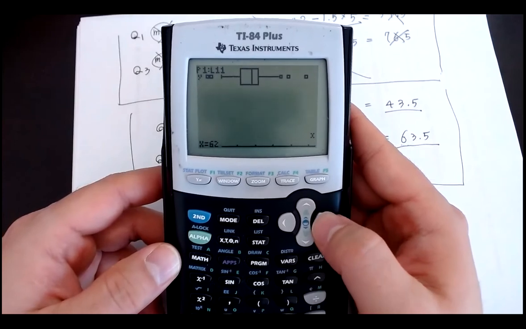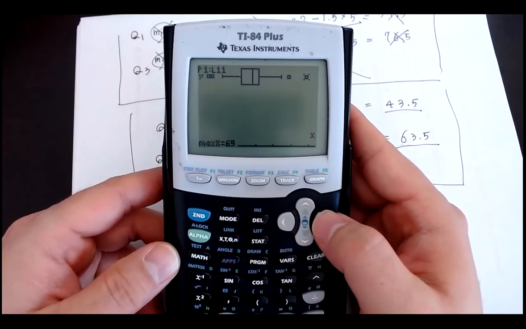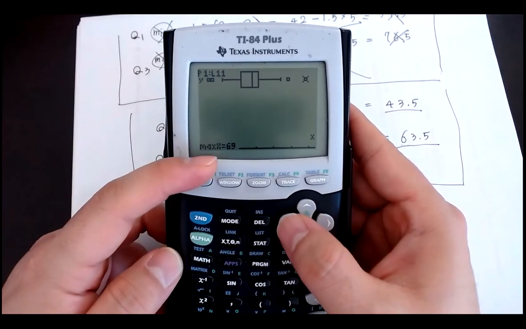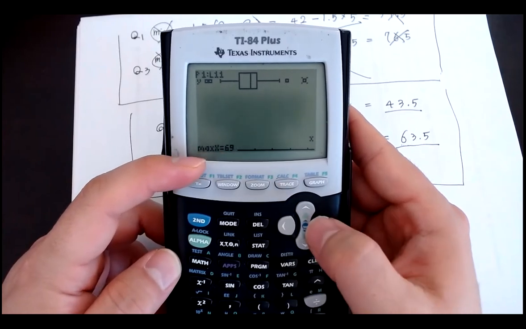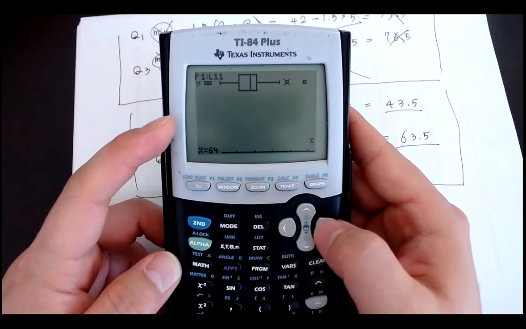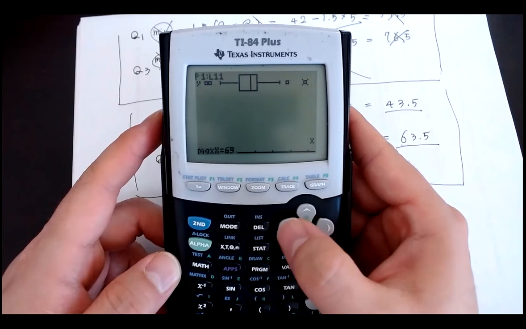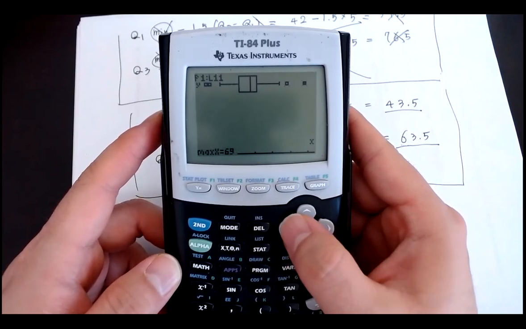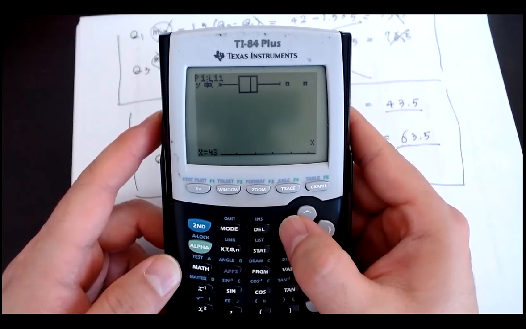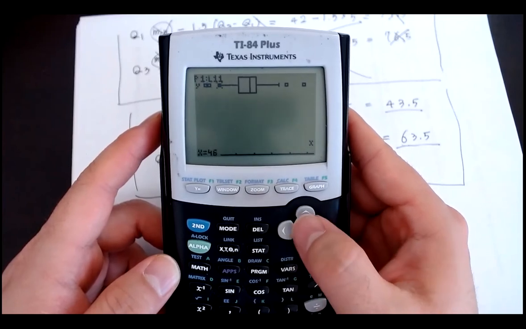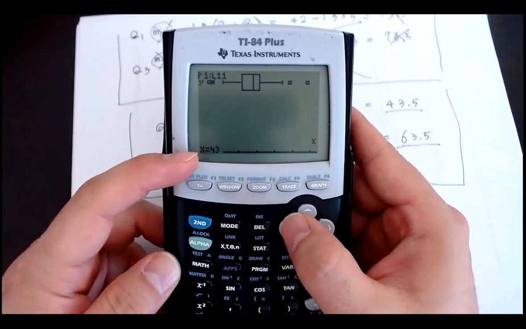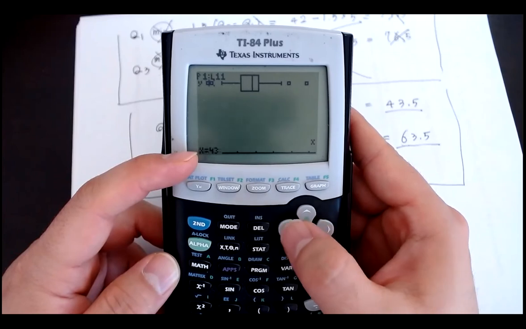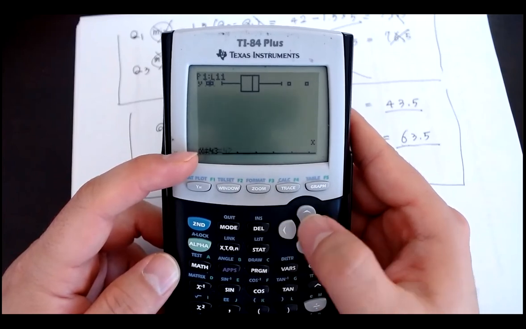Now those two values, you see 64 and 69. These two dots represent outliers. Also see that below the 46 are 43 and 42. See the two dots on the left side.